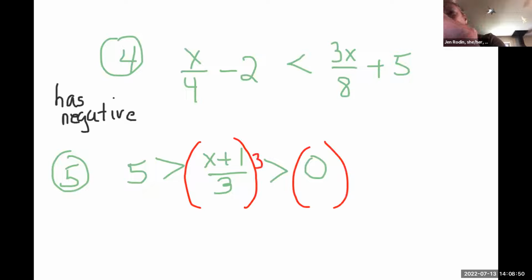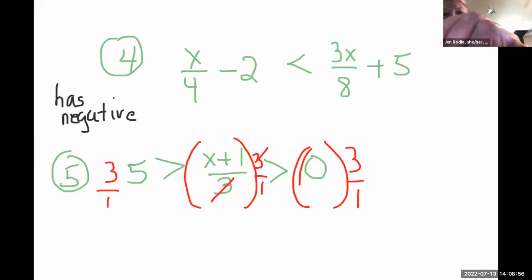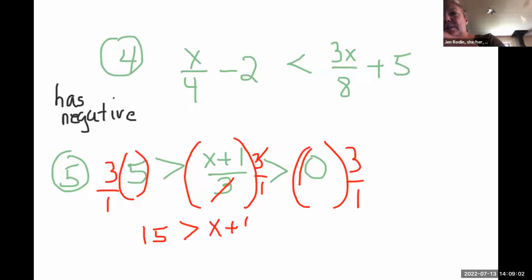Multiply everything by 3/1 first, to get that 3 out from the bottom. So 15 is greater than x plus 1, this canceled, which is greater than 0. Get messy. Subtract 1 from everybody.